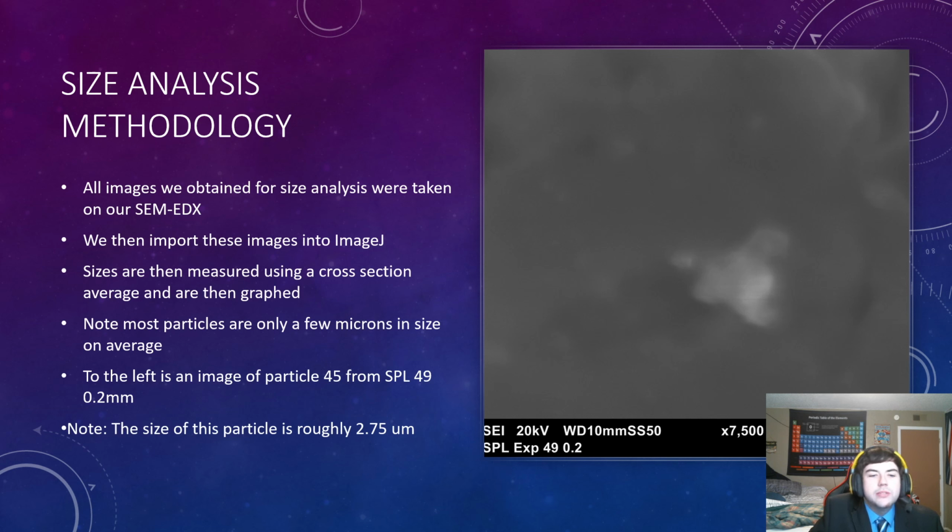I then import those images to ImageJ, and then I measure the cross sizes, or the cross section averages, and then those are graphed. Note most of the particles are only a few microns in size on average. And to the left, we just have an image of particle 45 from my SPL 49 0.2 millimeter sample. A rough estimation of the size on that is about 2.75 microns squared.